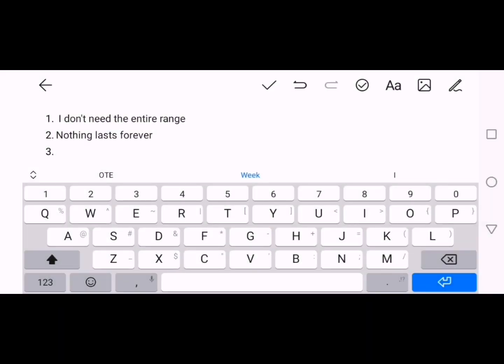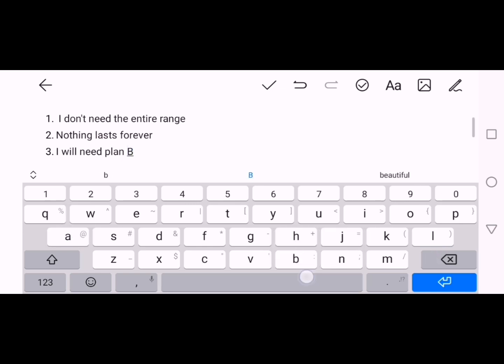With that having been said, that brings me to the third point. The third idea is: I will need plan B and C, or even better, and D.